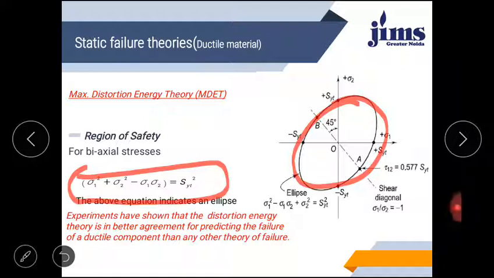theory. So for a designer, if you want to take the conservative side, then you should go for the maximum shear stress theory, and if you want an aggressive design, then you should choose this one. But in many experiments it has been proved that this predicts the failure of material better under different types of loading. Experiments have shown that distortion energy theory is in better agreement for predicting the failure of ductile components than any other theory of failure.